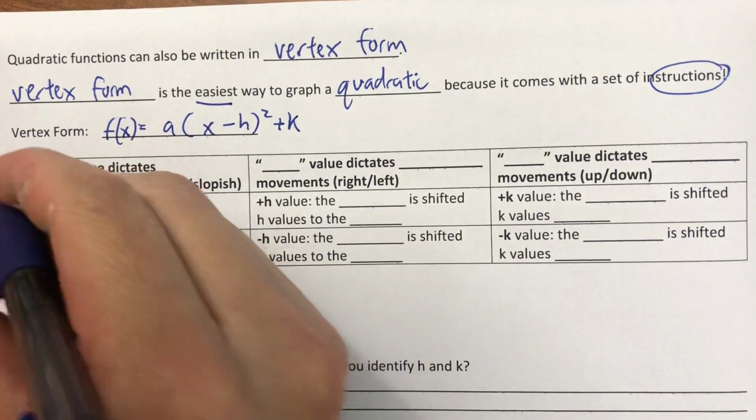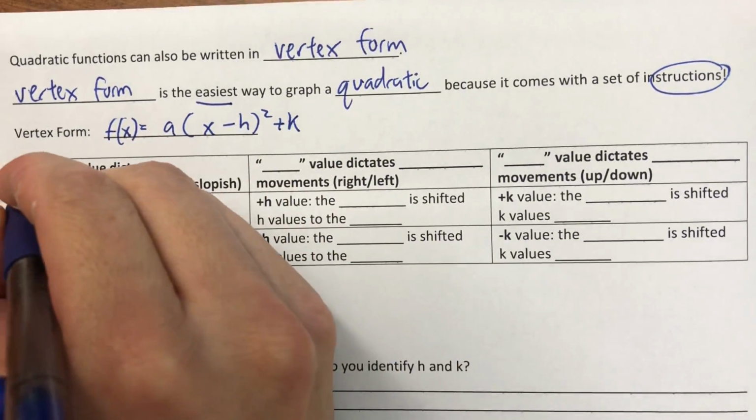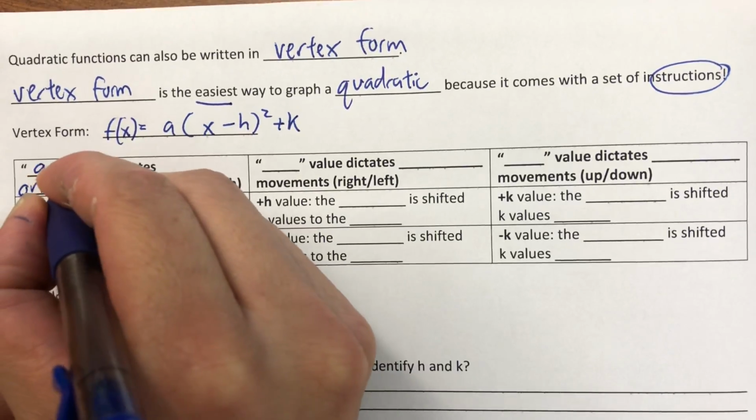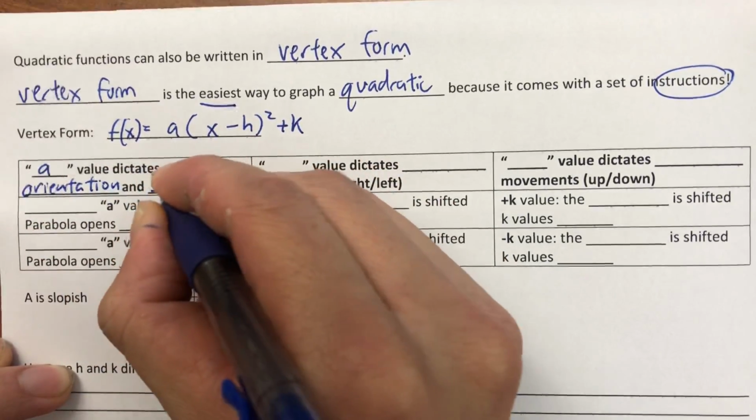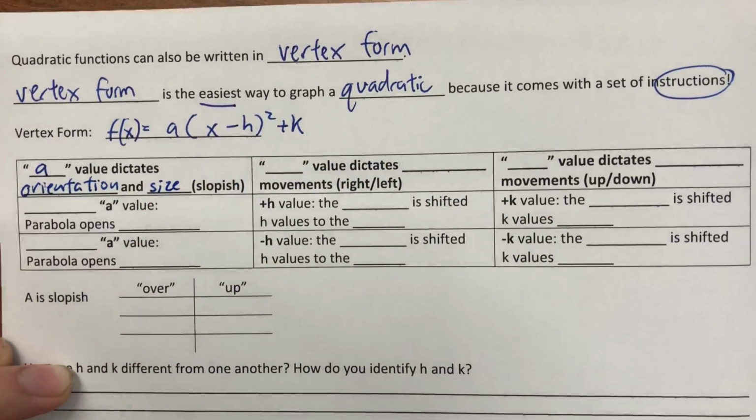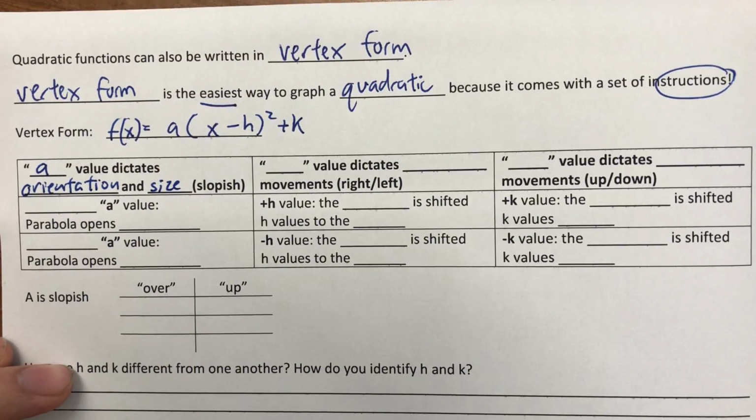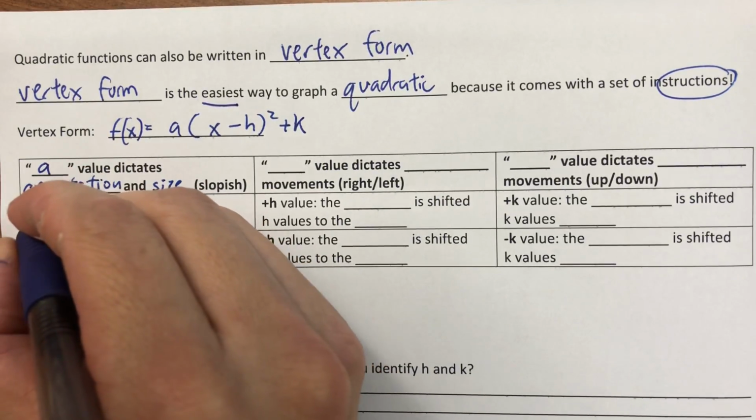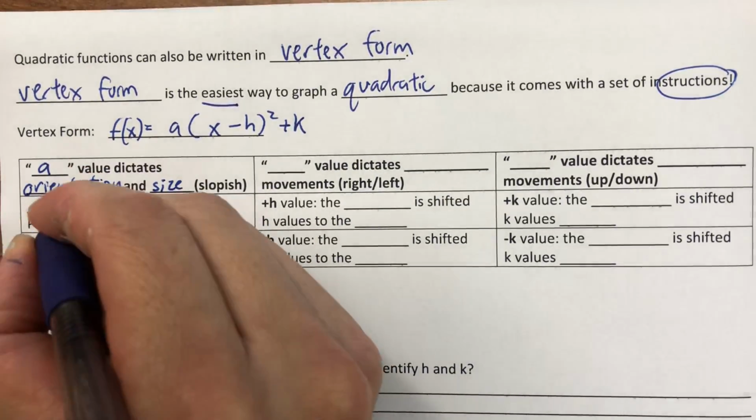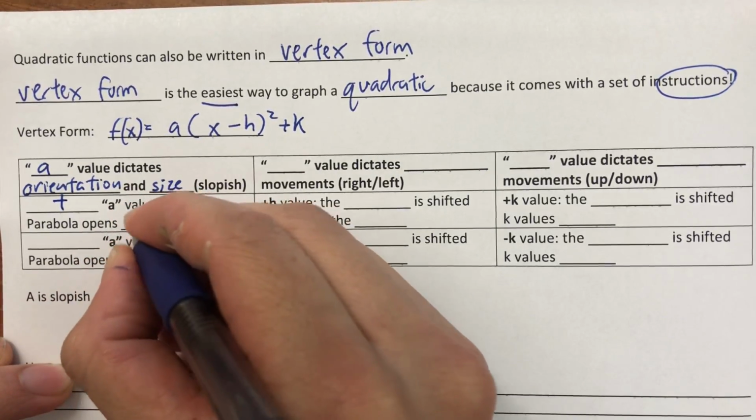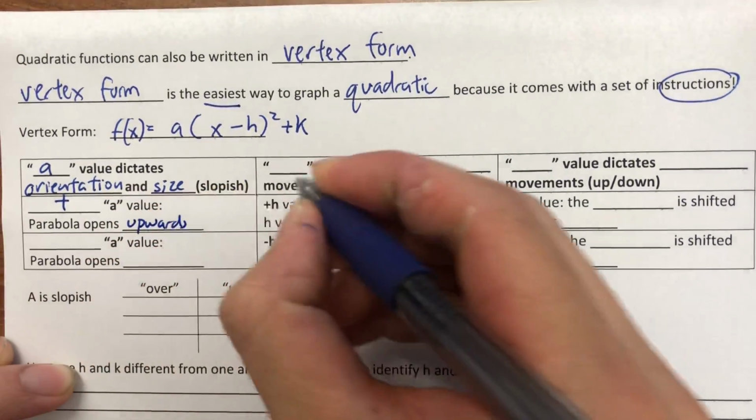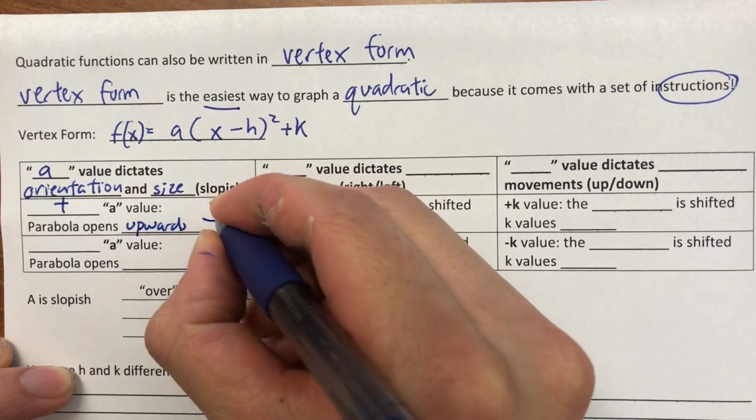So starting off, the a value dictates orientation and size, which we'll call slopish for now. And we'll see why it's called slopish in a bit. So a positive a value means the parabola is going to open upwards. For example, it opens up like this.